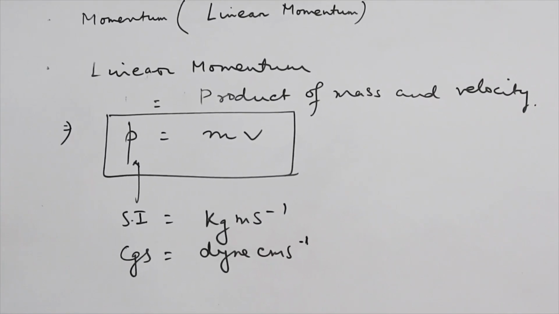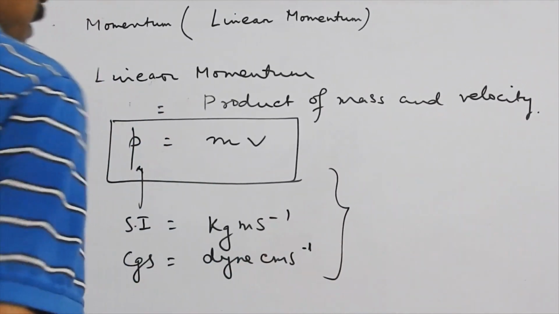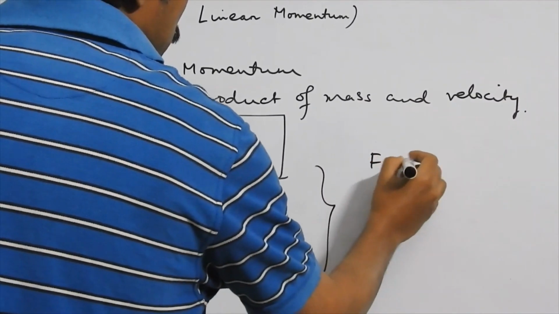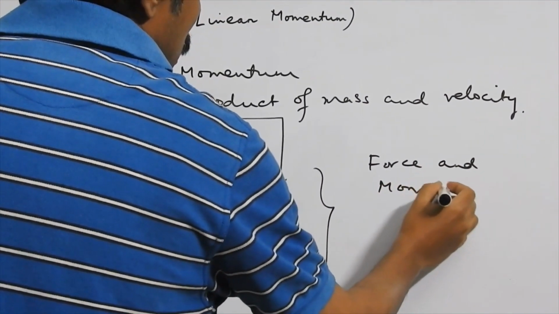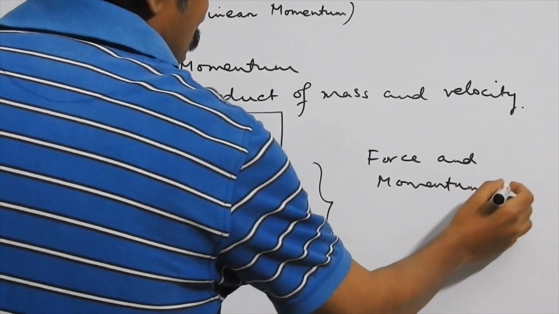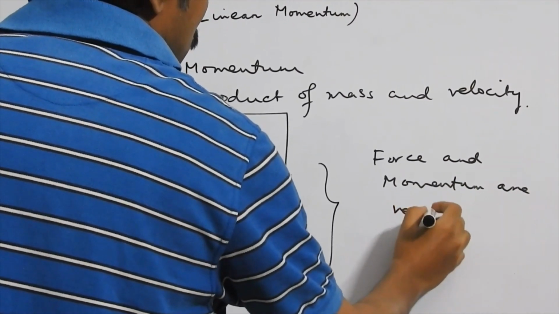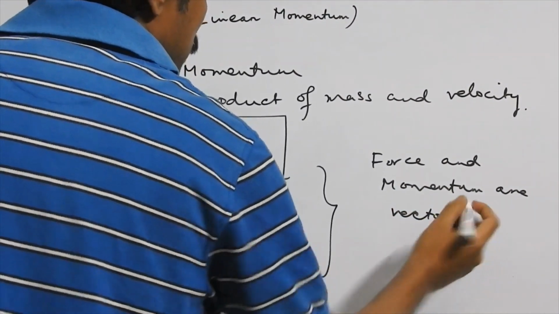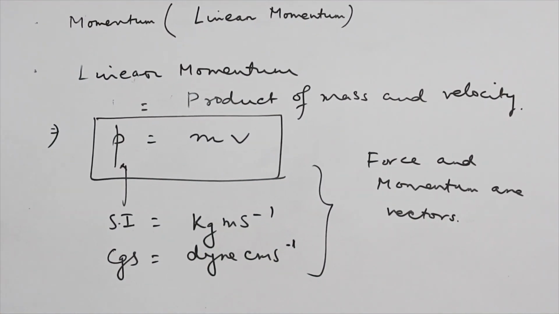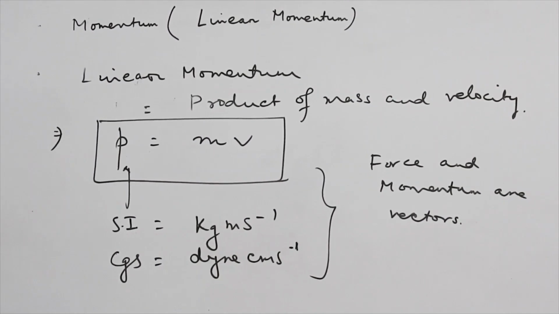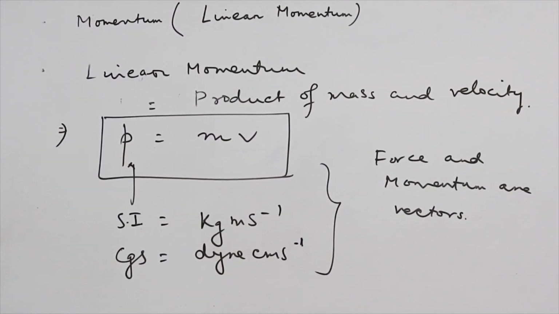Remember that both force and momentum are vector quantities, and mass is a purely scalar quantity, because with momentum it is the direction of motion that is associated, and with force also it is the direction in which the force is applied.